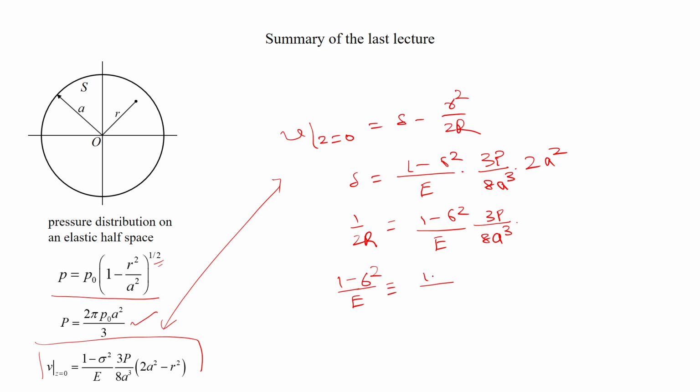given as 1 minus sigma 1 square by E 1 plus 1 minus sigma 2 square by E 2, because there are two different solids having elastic modulus E 1 and E 2 and Poisson ratio sigma 1 and sigma 2 respectively. And 1 by R will be the reduced relative radius, 1 by R 1 plus 1 by R 2. So, we have derived these expressions in the last lecture. So, this is what we had.